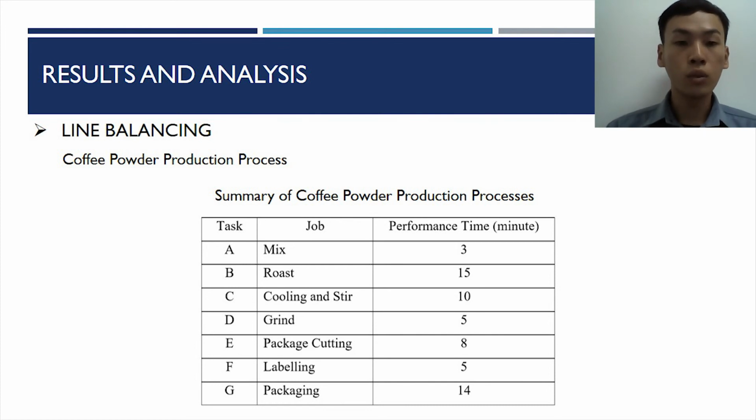Now I would like to present the results and analysis for the problem faced by KLUANG Coffee. The method that we use to solve the problem is line balancing. The coffee powder production process consists of 7 tasks, which include mix, roast, cooling and stir, bring, package cutting, labeling and last packaging. The performance time for each job is: mix 3 minutes, roast 15 minutes, cooling and stir 10 minutes, bring 5 minutes, package cutting 8 minutes, labeling 5 minutes, and last packaging 14 minutes.